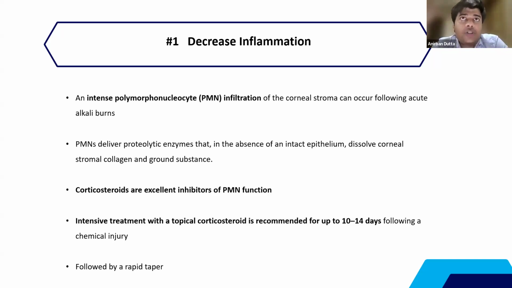And the duration is also very important. I was asked a duration in my viva. So it is recommended that you use it only up to 10 to 14 days in the higher dosage, and following that you taper rapidly, because it is a very fine balance. While corticosteroids will contribute to inhibition of polymorphonuclear cells and control the inflammation, it can also cause stromal thinning. So you need to balance it out. Once the initial 10 to 14 days have passed, you rapidly taper and stop it.